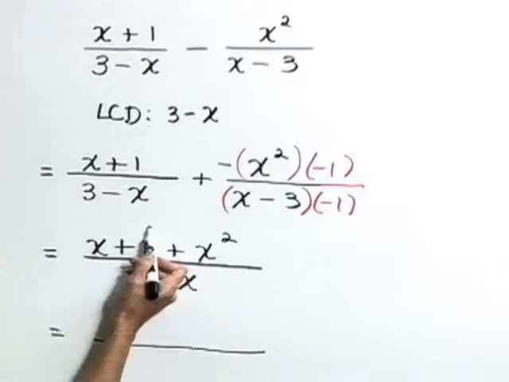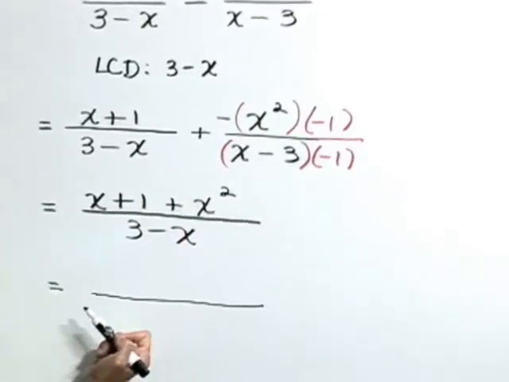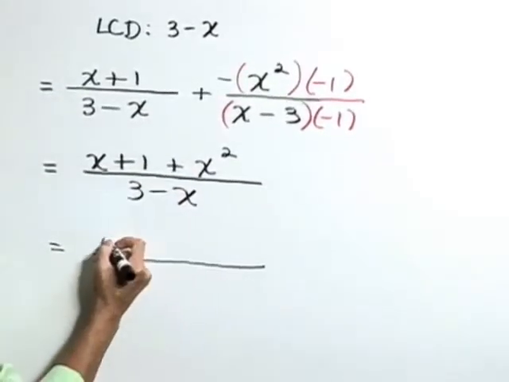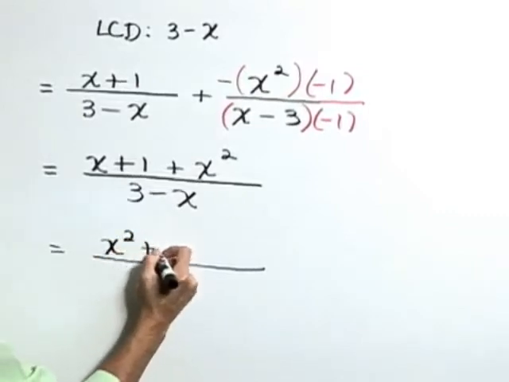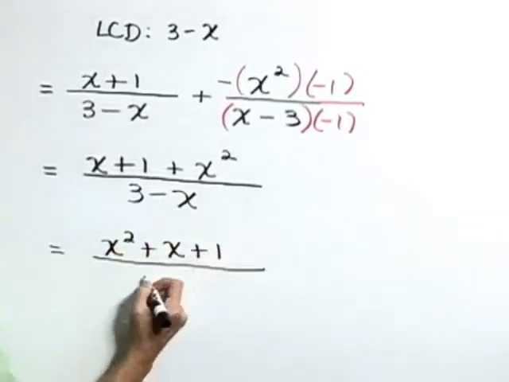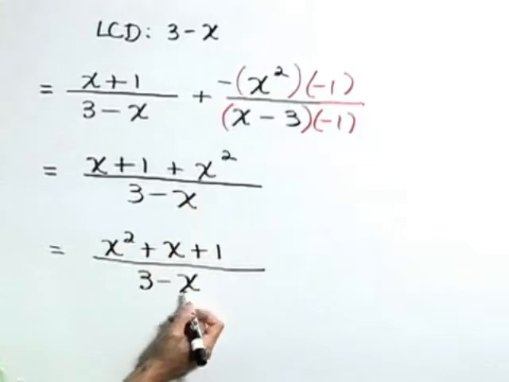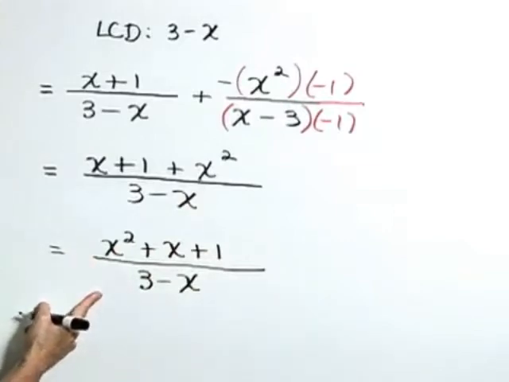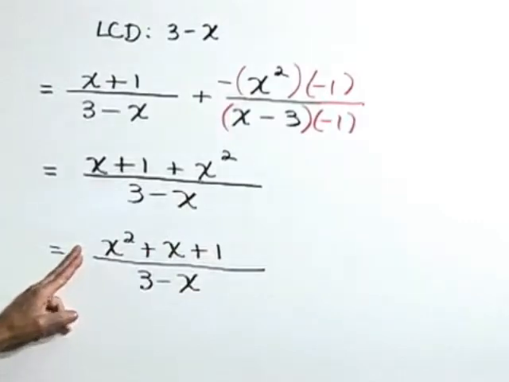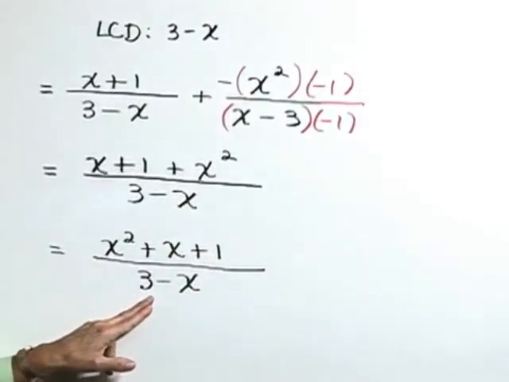I'm going to go ahead and just rearrange the terms of the numerator, writing them in decreasing degree order. So that becomes x squared plus x plus 1 over 3 minus x. This is in reduced form. There are no common factors that are going to cancel. So one form of our answer looks like x squared plus x plus 1 over 3 minus x.